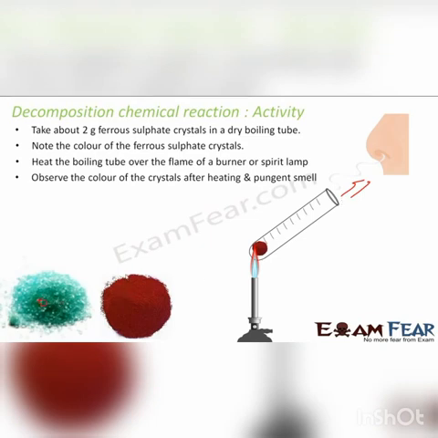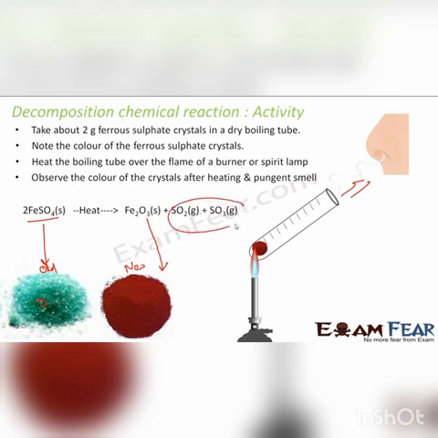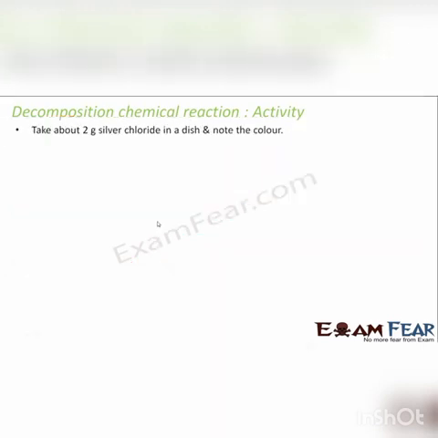If you see, this was my original compound and this is my new compound. What happened here? This was my blue ferrous sulfate. When we heated it, it converted to Fe2O3. You also got a gas, which is a pungent gas. So one compound is converted to multiple smaller compounds. This is a typical example of a decomposition chemical reaction, where a bigger compound is decomposed into smaller compounds.